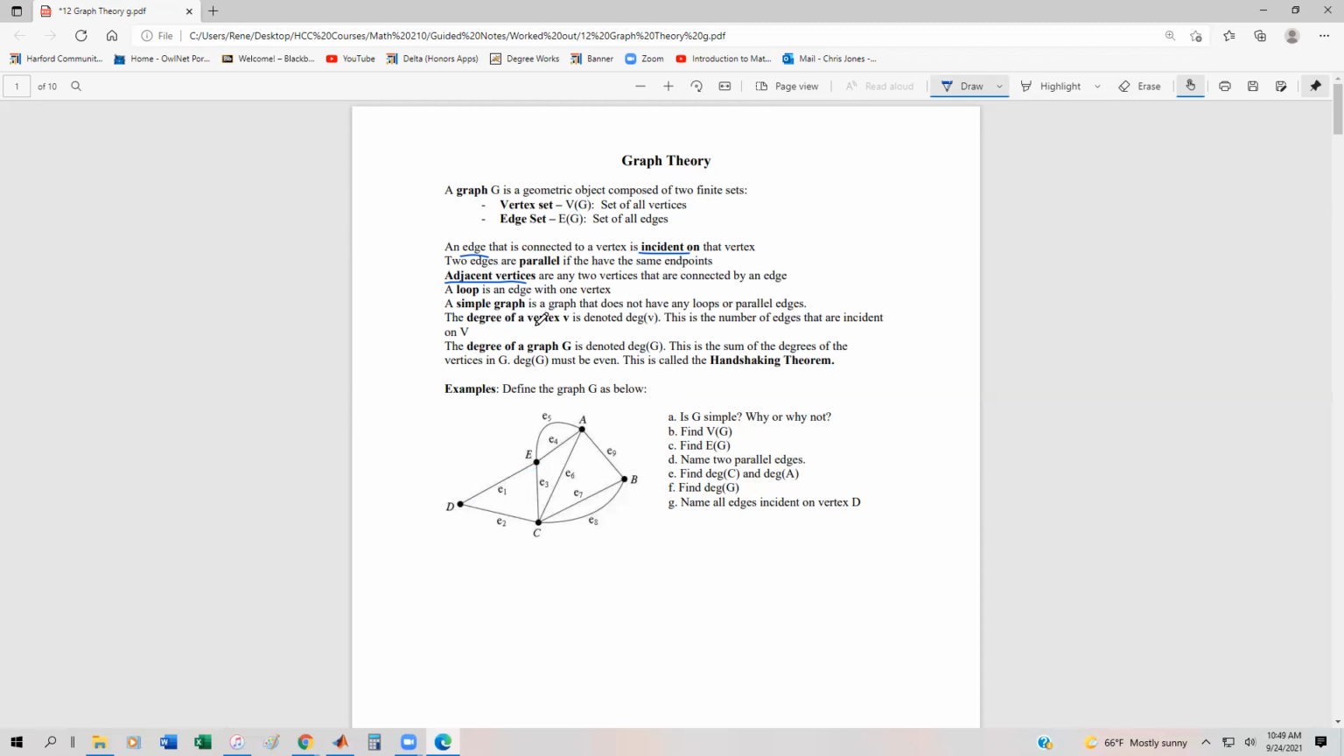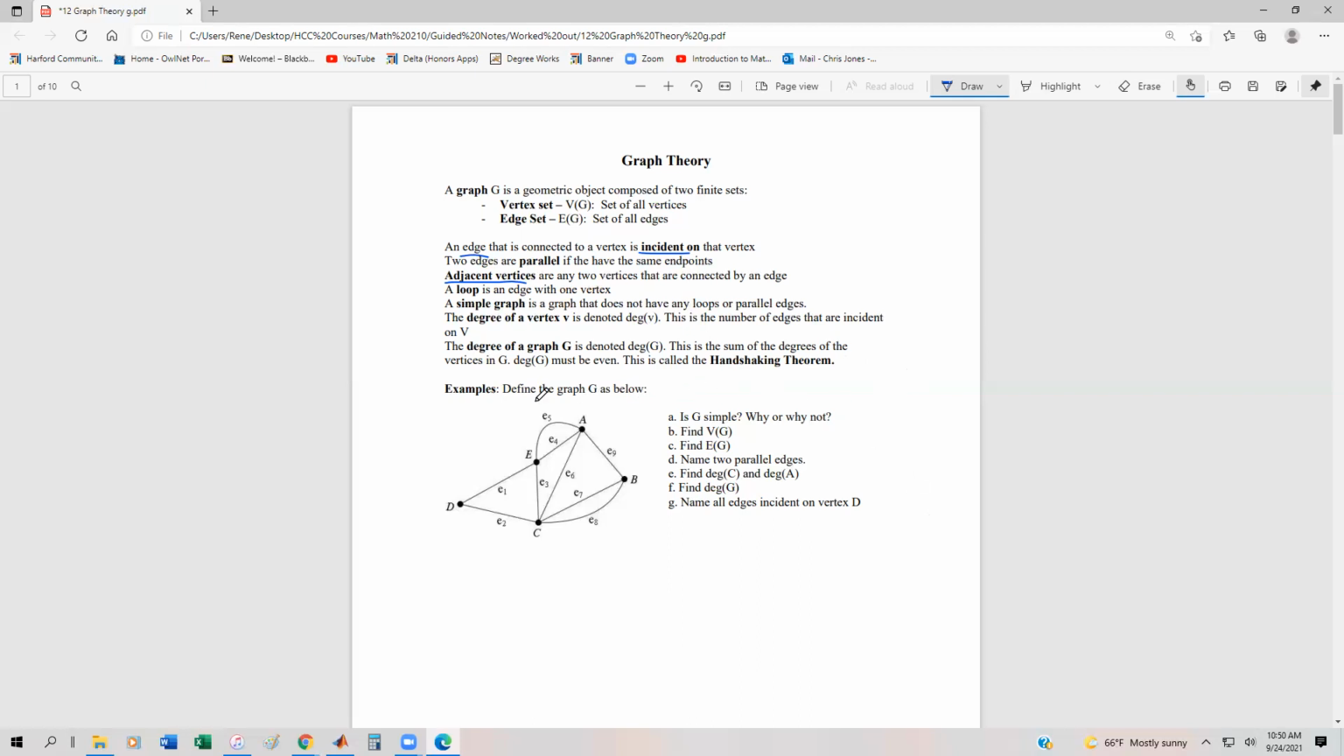The degree of a vertex is the number of edges that are incident upon V. So you just count the number of edges that come out of the vertex. The degree of a graph is the sum of all the degrees of the vertices. That sum must be even. If it's not, then there's no graph possible. We call this the handshaking theorem or the handshaking lemma. If you wanted to prove that, you could prove it by contradiction fairly easily.